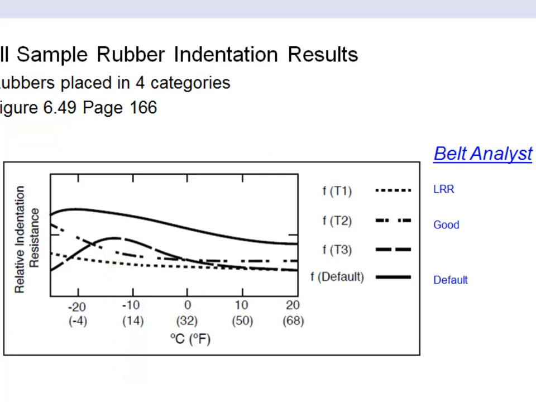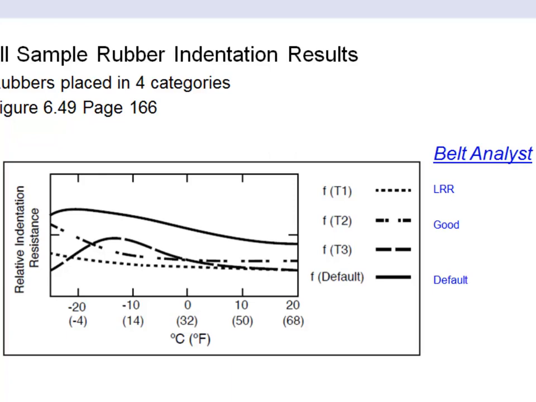It's just a matter of, if we spread that temperature range out far enough, we'd see that there'd be a hump in each one of them at various temperature levels. Now, this is a very important criteria as we move forward, that this rubber indentation is not linear. It's a non-linear property with temperature.